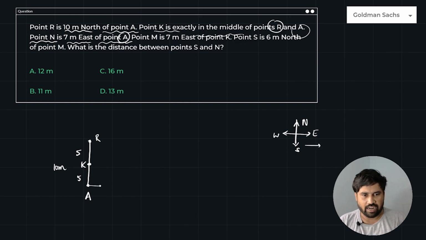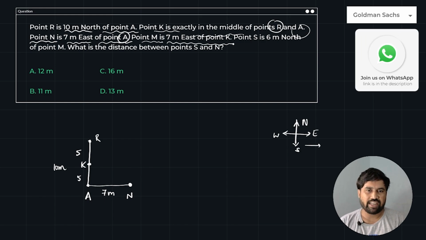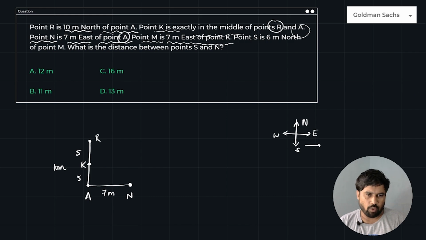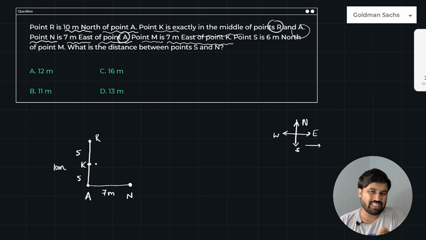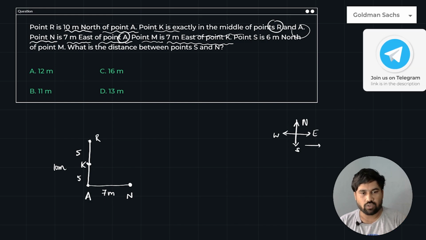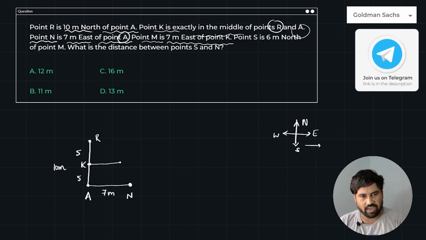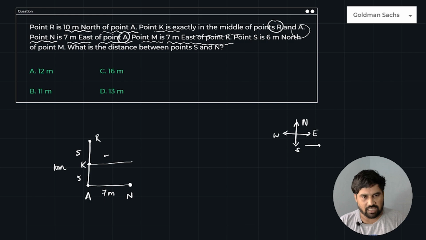So move in the right hand direction and it is 7 meters. And there we have a point N. And just look into the next statement. Point M is 7 meters east of point K. So just look at it, guys. This is the point K, and with respect to K, the M direction is given, which is east side of the K. So K east direction is again right hand direction, and the distance is 7 meters.